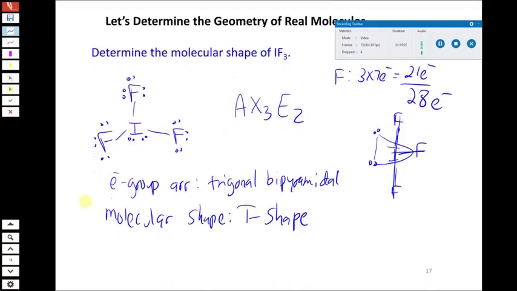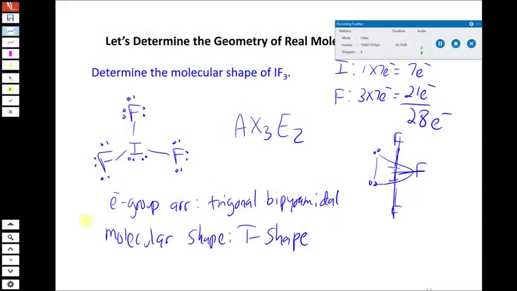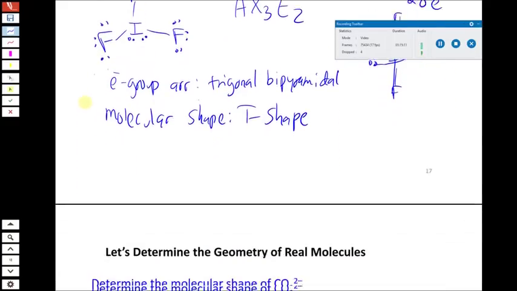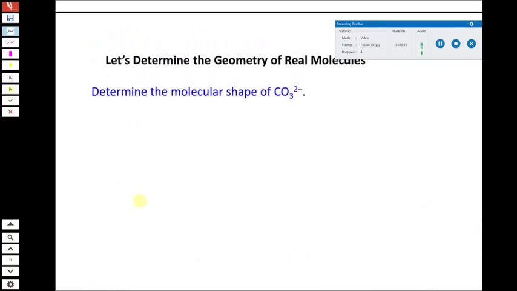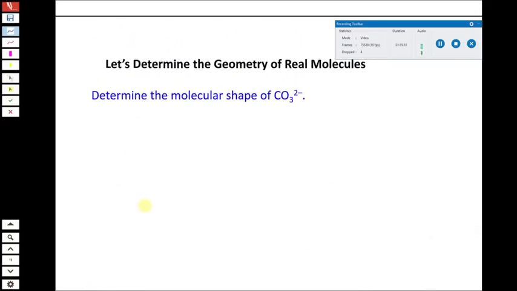All right, let's do one last one. Any questions on this one? All right, one last one to close us out for the day. Let's do carbonate, CO3 2 minus. I guess we'll have a couple more to work through next time to start, but that's okay. All right, CO3 2 minus, carbonate.